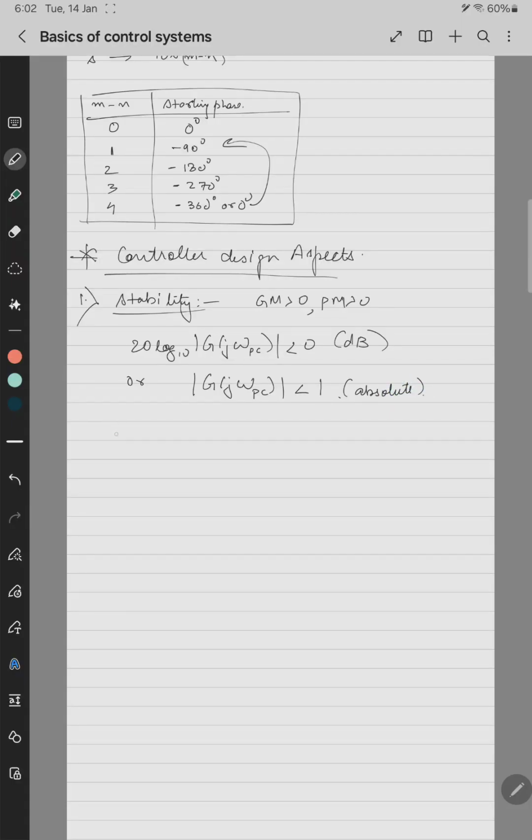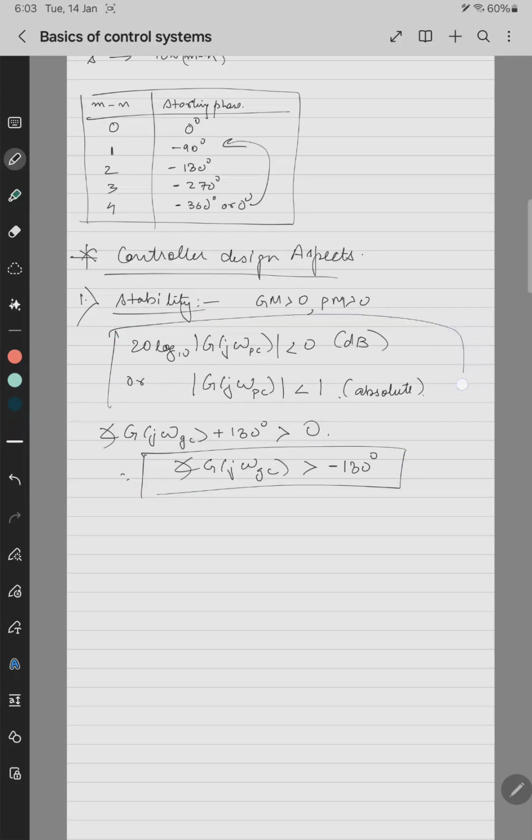And phase margin is angle of G of j omega at the gain crossover frequency plus 180 degrees, which should be greater than 0. Therefore, angle of G of j omega gc should be greater than minus 180 degrees. These are the conditions of stability for this controller design approach.